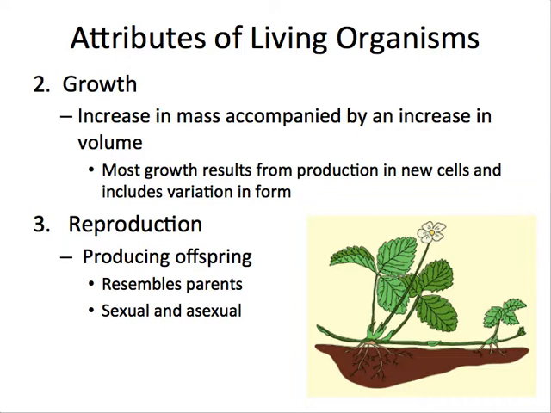Number 3 is reproduction. Living things reproduce. They can either have sex or they can do asexual reproduction. In sexual reproduction for flowering plants, it's done in the flowers, right? So here's a flower on a strawberry. That's where the sex happens. But the strawberry can also do asexual.